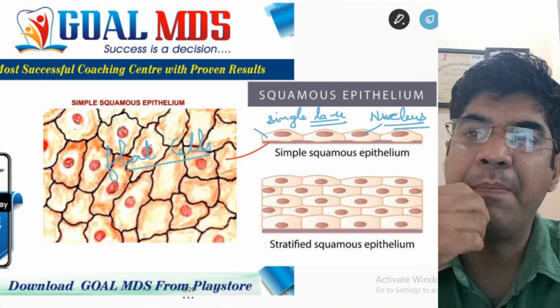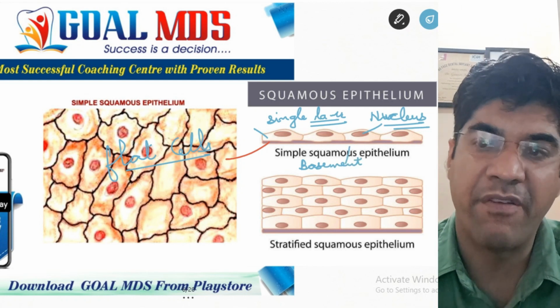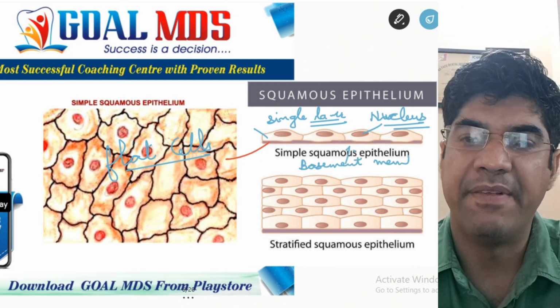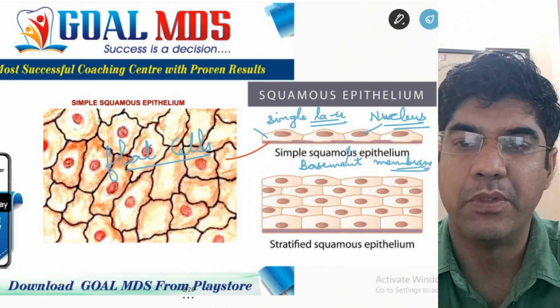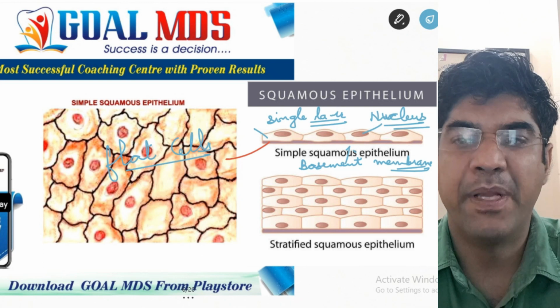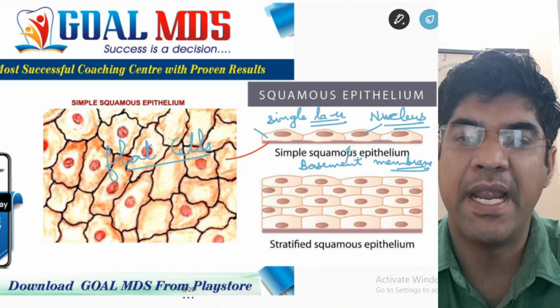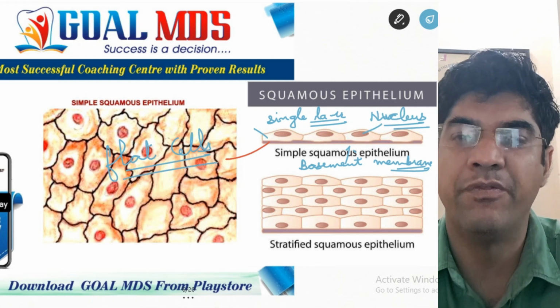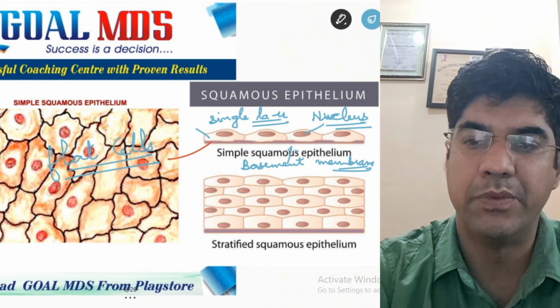It is attached to the basement membrane, that is a thin layer of extracellular matrix that will separate the epithelium from the underlying connective tissue. The simple squamous epithelium is avascular, which means it does not contain blood vessels. The nutrients and the oxygen diffuse into the tissue from the nearby blood vessels in the underlying connective tissue.